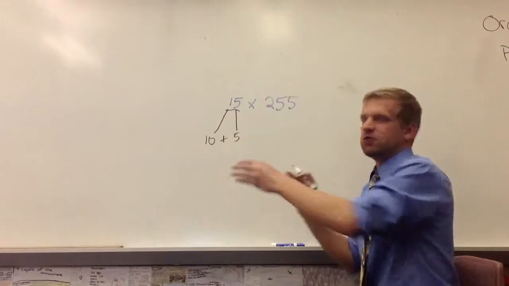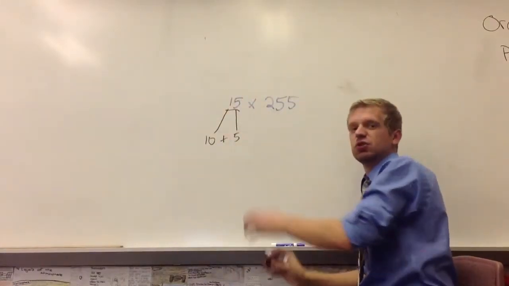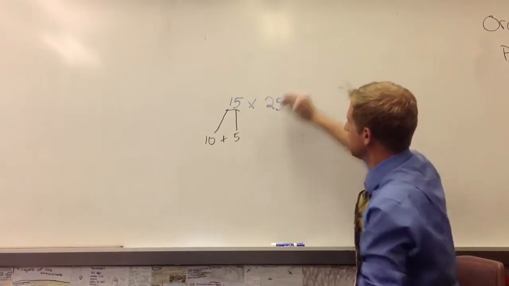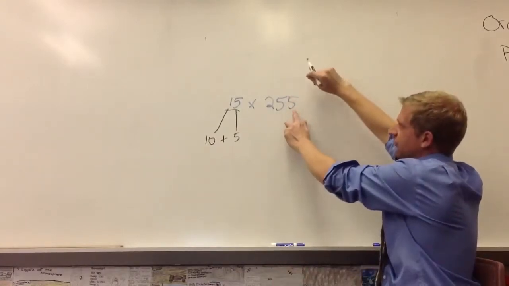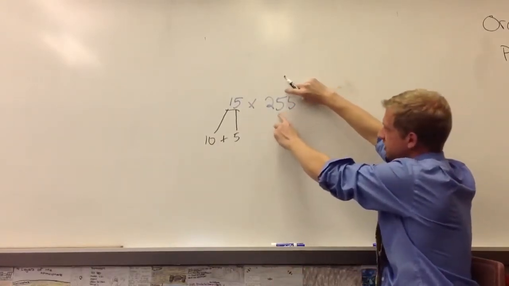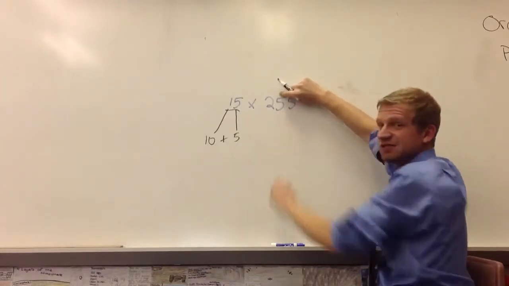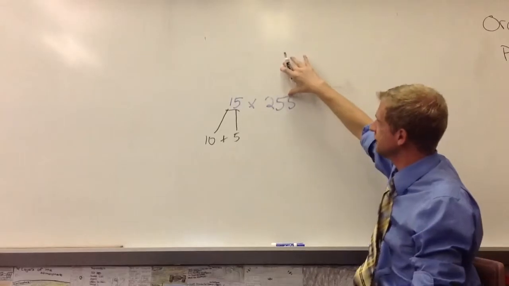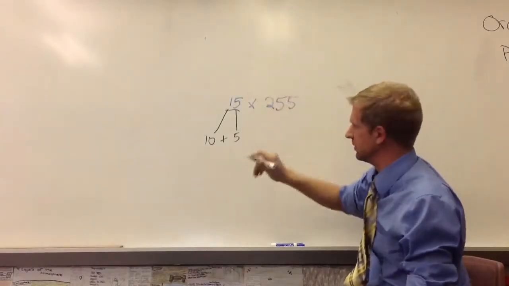So we've completed half of this. Now we must do the triple-digit number. Let's start with this 5 right here. That's in the ones place. The next 5 is in the tens place. And the next 5 is in the hundreds. So we have the ones place, the tens place, the hundreds place.